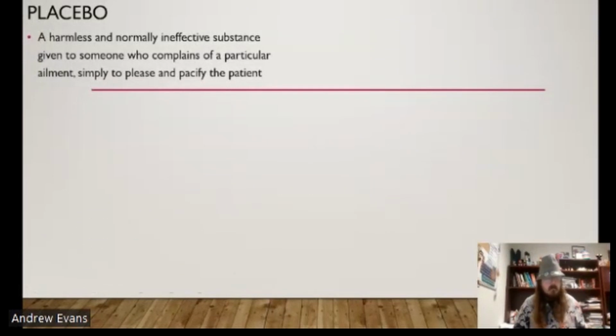Now that we've finished our marathon of drugs and medications, we should return to our friend, the placebo. Now, placebo is generally a harmless or normally ineffective substance given to someone who complains of a particular ailment simply to please or pacify the patient. A placebo could be a saline injection, a sugar pill, a starch pill, just something that should not have any effect. It's usually really good to give someone who's a hypochondriac, someone with no discernible illness. We don't know what's causing this, but they still kind of feel it's real.